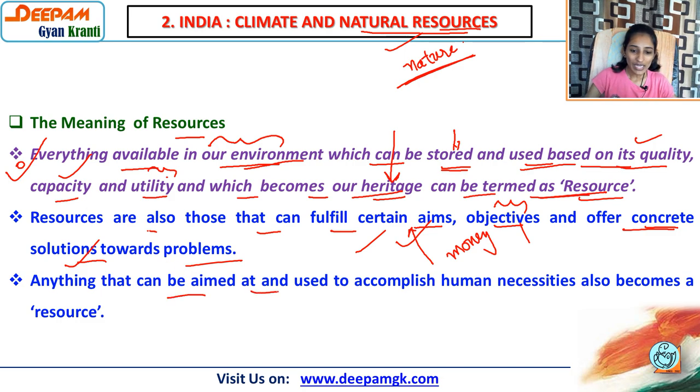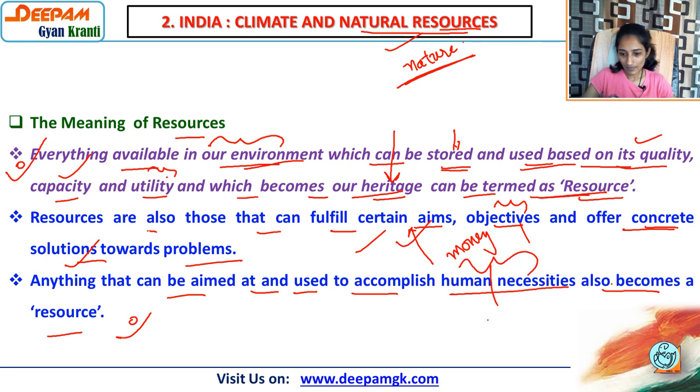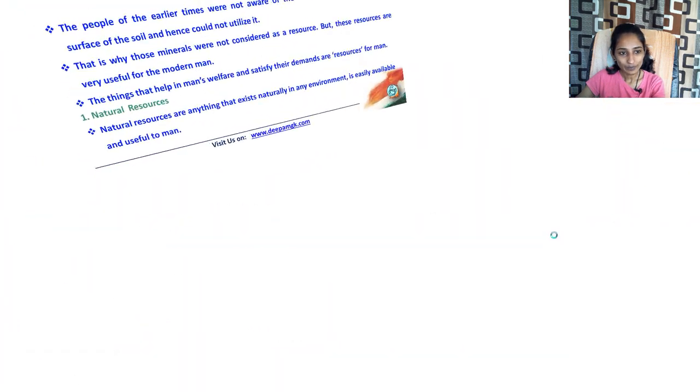Anything that can be aimed at and used to accomplish human necessities also becomes a resource. It's very important. Human necessities means the things which fulfill human needs. If we are taking water, petrol, all those things, they are human necessities. So resources also fulfill human necessities.